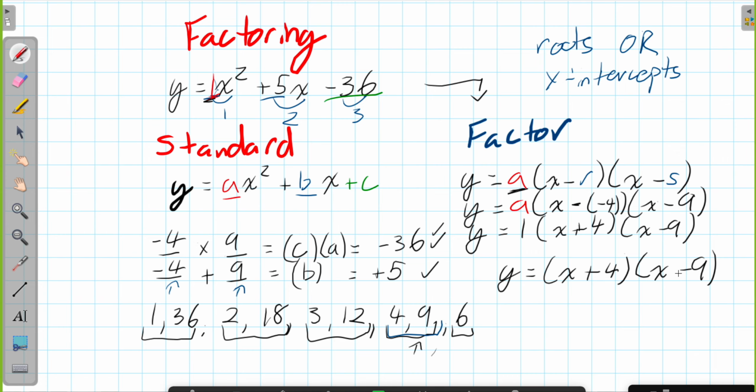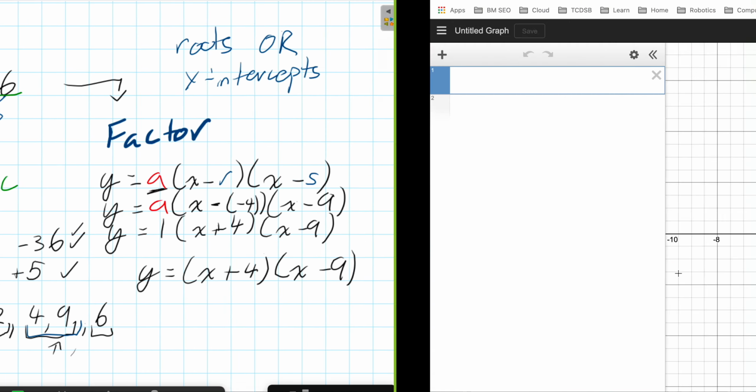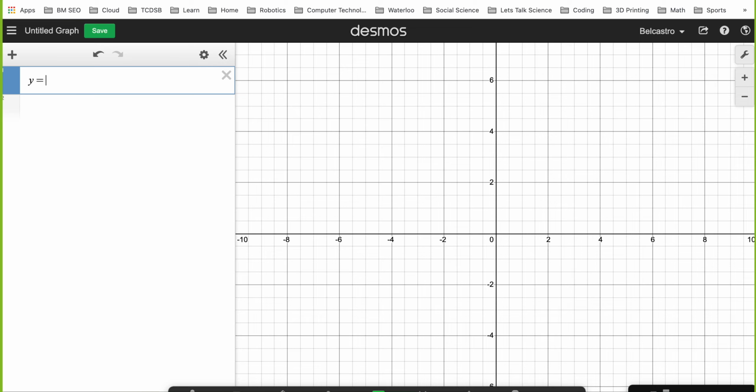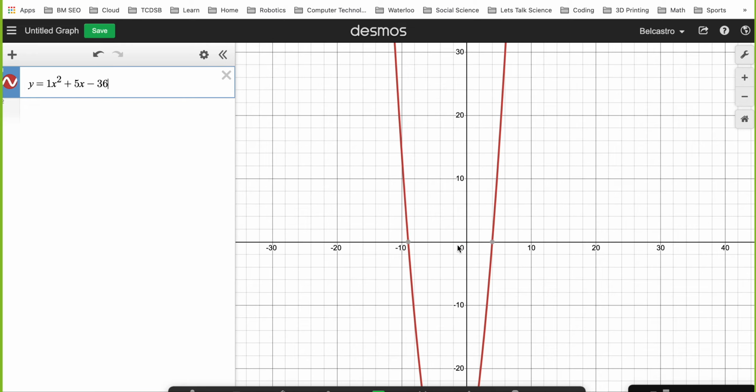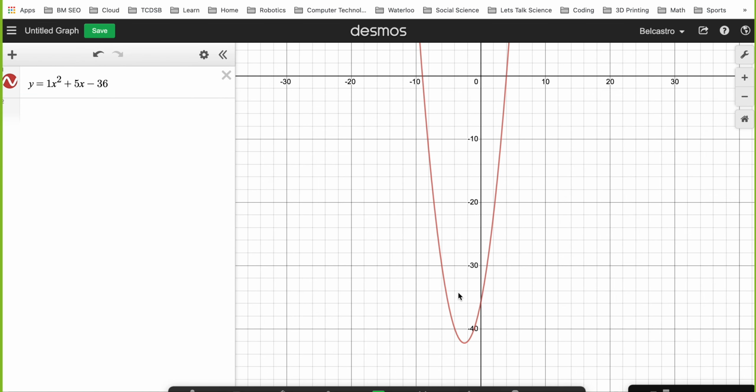What we should do to double check, we have access to a graphing calculator that's pretty helpful. So let's go positive 5 and negative 36. Y is equal to 1x to the power of 2 plus 5x minus 36. Zoom out a bit. And if we take a look here, we've got a vertex, we have a y-intercept. Okay, I'm just going to draw attention to a couple things, and then we'll put the factor form over it.